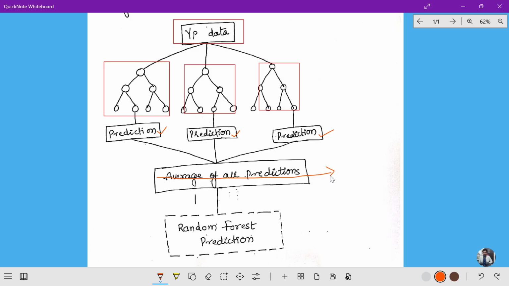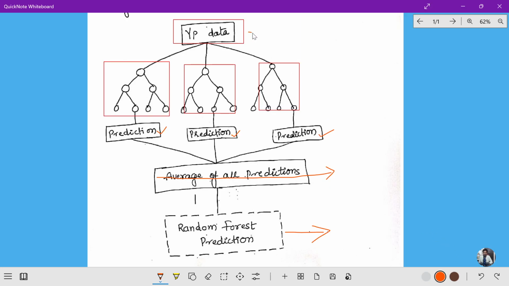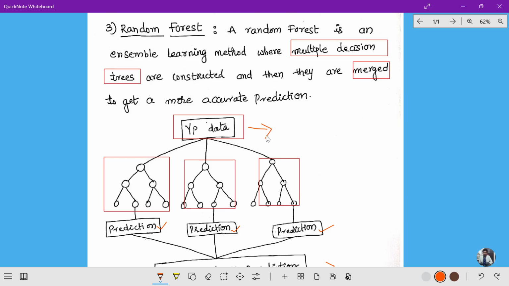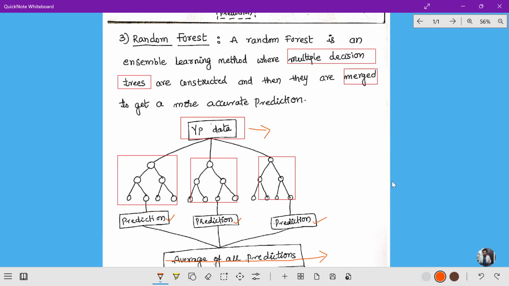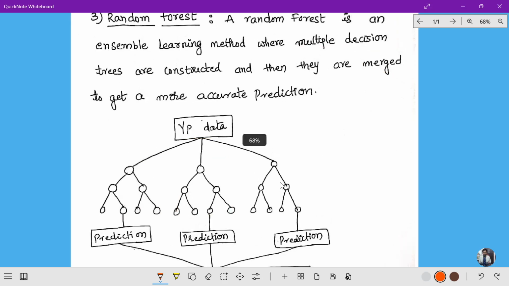So this is an important point. In the previous one we took the maximum, but here we choose the average of all predictions. Finally, the random forest prediction will give some output based on the input data given. So this is what we call random forest. This diagram is very important. Please note it down, all of you. This is the most important diagram for random forest.